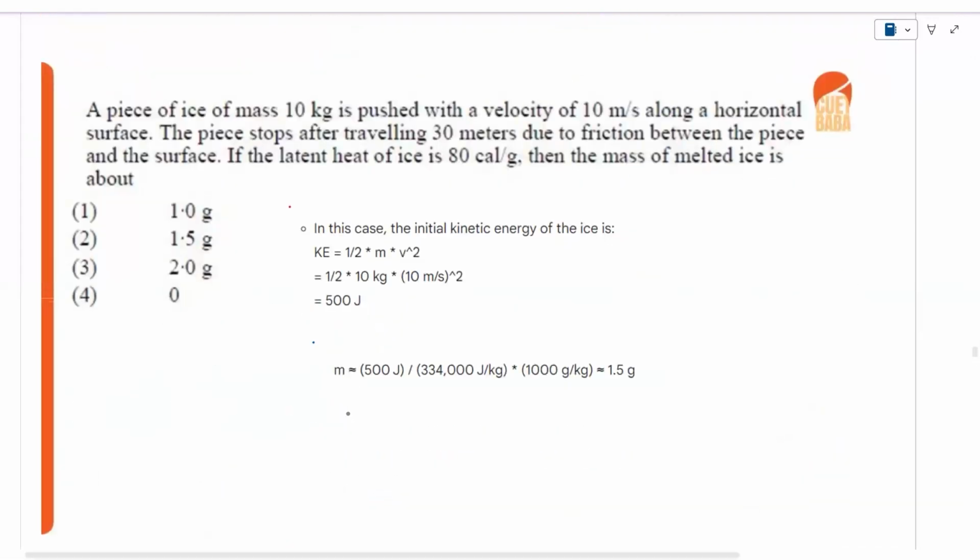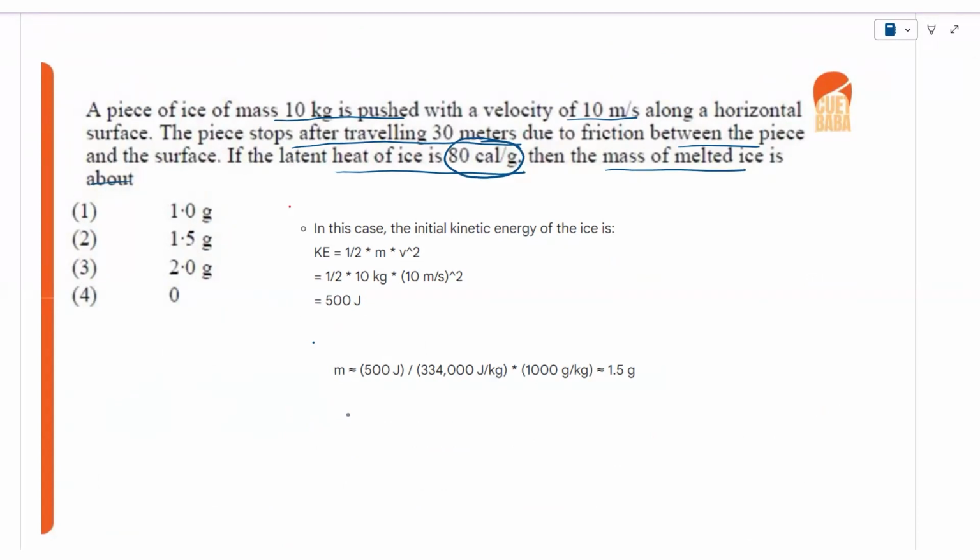Now in this question, a mass is pushed with this much velocity along a horizontal surface. The piece stops after traveling 30 meters due to friction. Then the latent heat of ice is given as 80 calorie per gram. Then the mass of the melted ice.